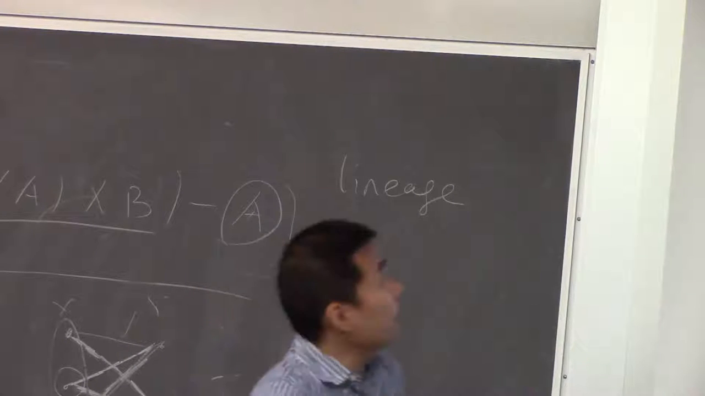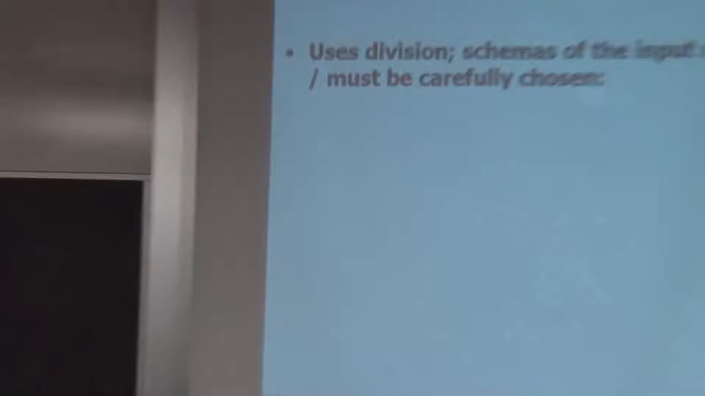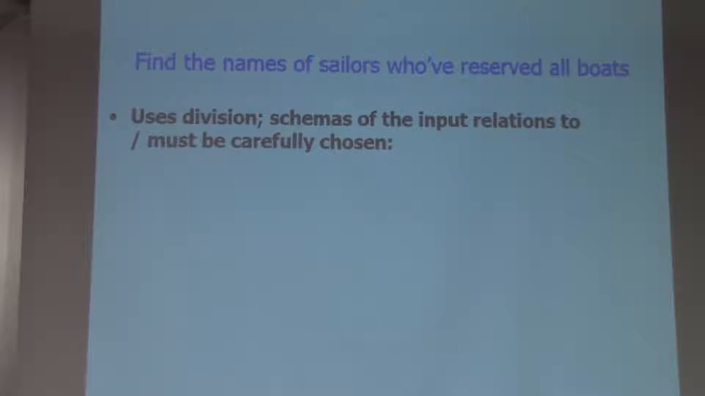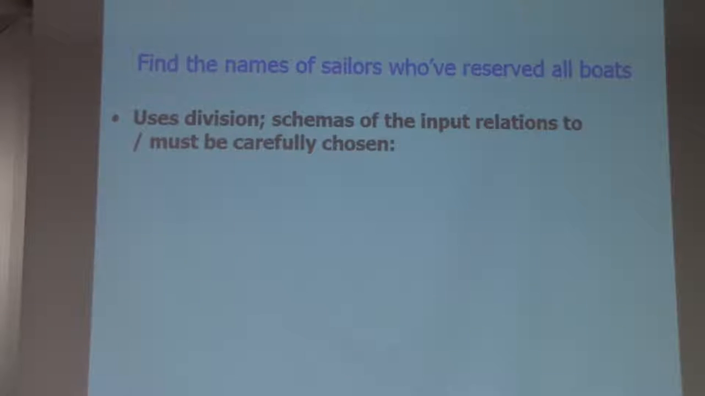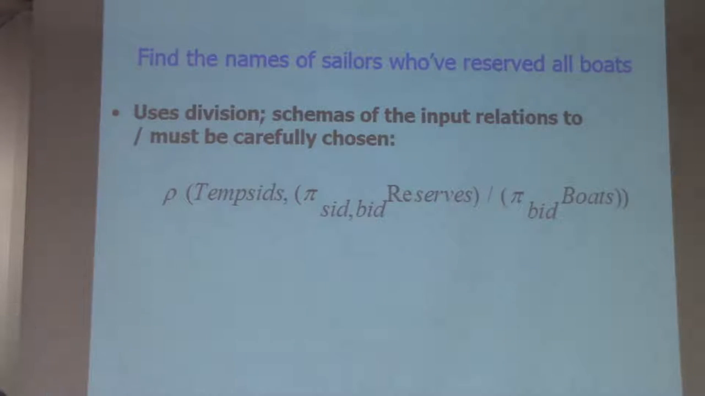Let's look at another example. Find the names of sailors who reserve all boats. This is a division example, right? You find all the boats, you use reserve divided by all the boats, and that gives you all the sailors who reserve all boats. But there are some subtle issues we need to pay attention to in this example. Let me go over that.